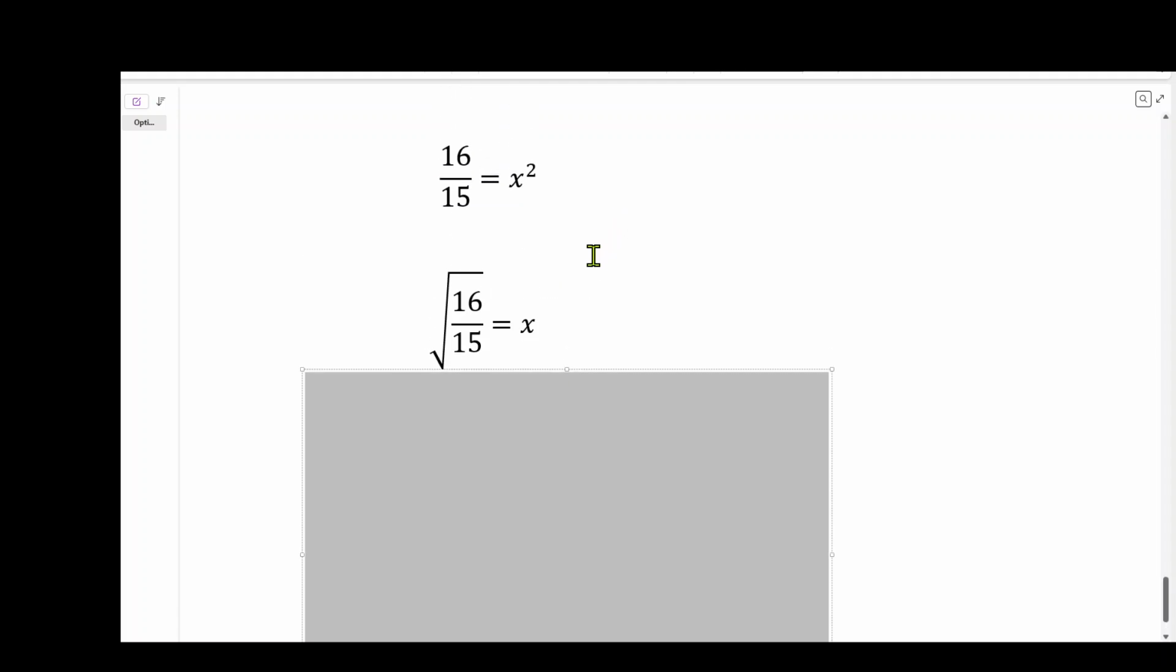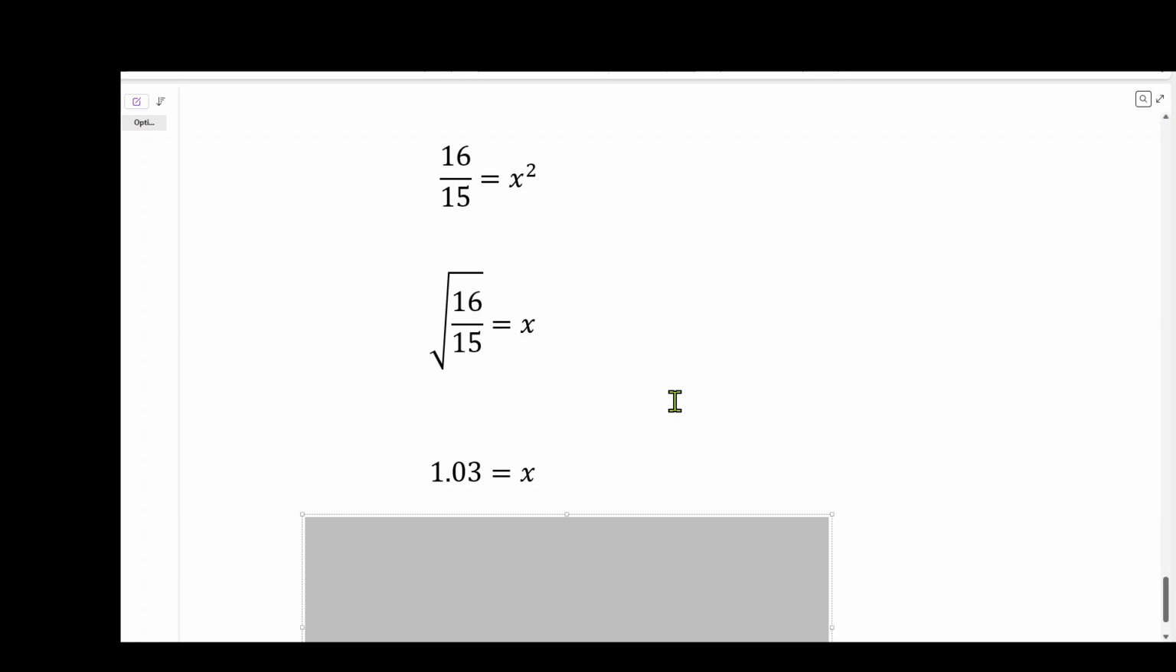Take the square root. And of course, mathematically, the square root would mean plus or minus. But I know that I'm solving for x, and x represents a distance, so I'm not worried about the minus part of that. It's the square root of 16 over 15, which is 1.03.